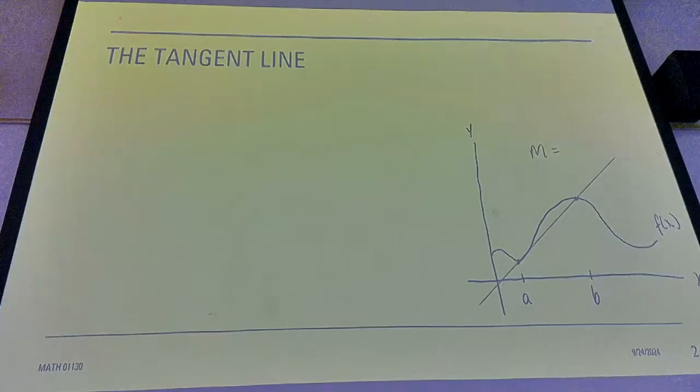So I'm actually going to make a slight adjustment. I'm going to call this, instead of B, I'm going to call it x. And that'll make sense a little bit later. So what's the slope of that line? f of x minus f of a over x minus a.